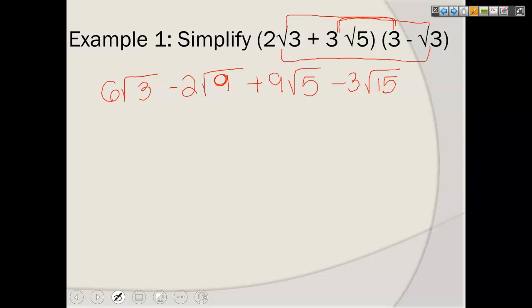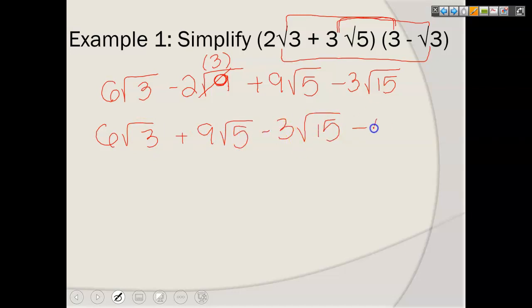Outsides times outsides, insides times insides. We're going to treat the square root of 9 like the number 3. So I end up with 6 square roots of 3 plus 9 square roots of 5 minus 3 square roots of 15 minus 6. There are no like terms because you have no like radicands. That is your final answer.